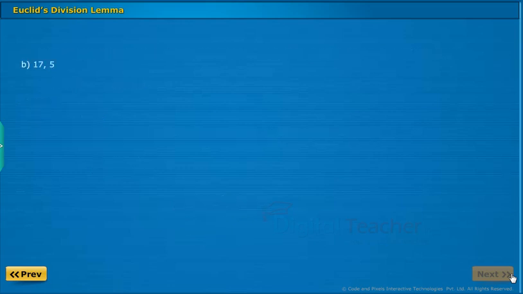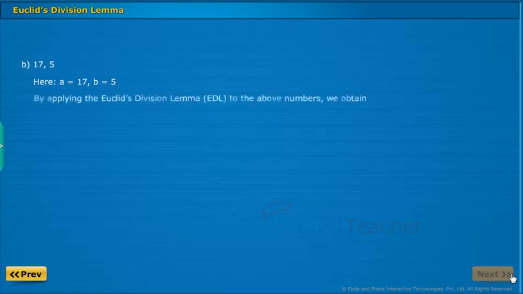Similarly, let's consider the second set of numbers, 17 and 5. Here, a is equal to 17, b is equal to 5. Thus, by applying Euclid's division lemma (EDL) to the above numbers, we obtain as follows.